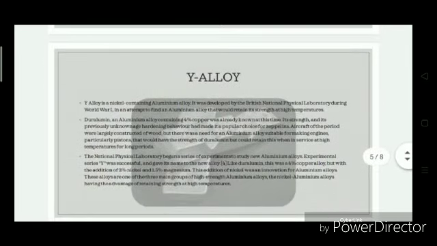Now coming to Y alloy. Y alloy is a nickel containing aluminium alloy. We said it in the beginning. It was developed by the British National Physical Laboratory during World War I in an attempt to find an aluminium alloy that would retain its strength at high temperatures. We told in the beginning that they are known for their strength, and this is what it indicates.